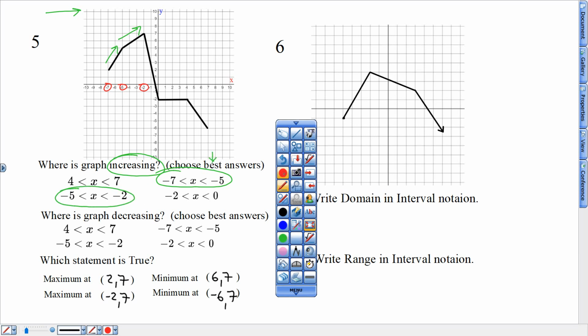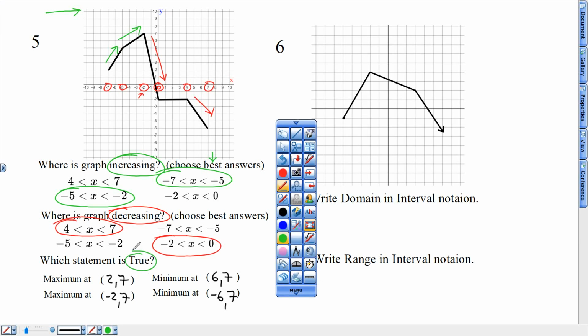This one, decreasing. Decreasing is where I'm going downhill. Here are the two downhill stretches using that same -2, but then this number right here, which is 0. So that's this one right here, from -2 to 0. That's one stretch. It's going downhill. Another downhill stretch from this 4 to this 7. All right, and then for this, which statement is true?